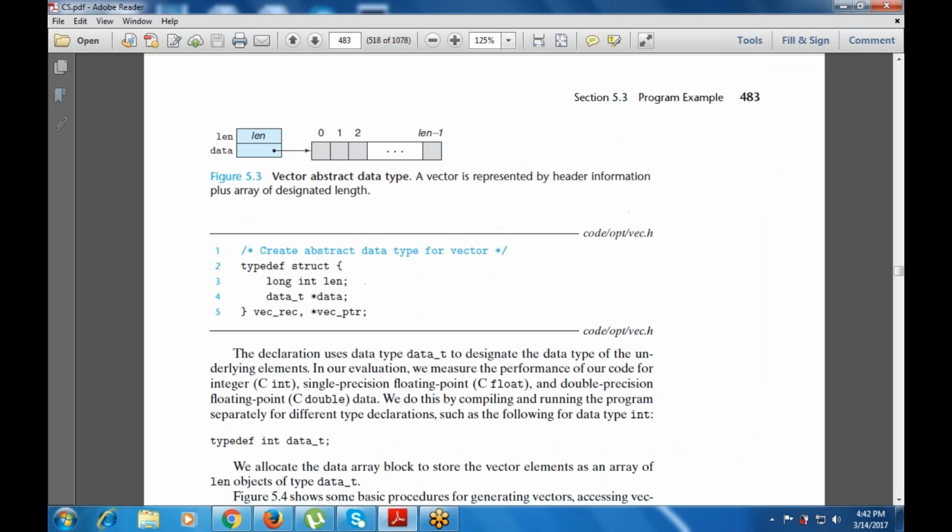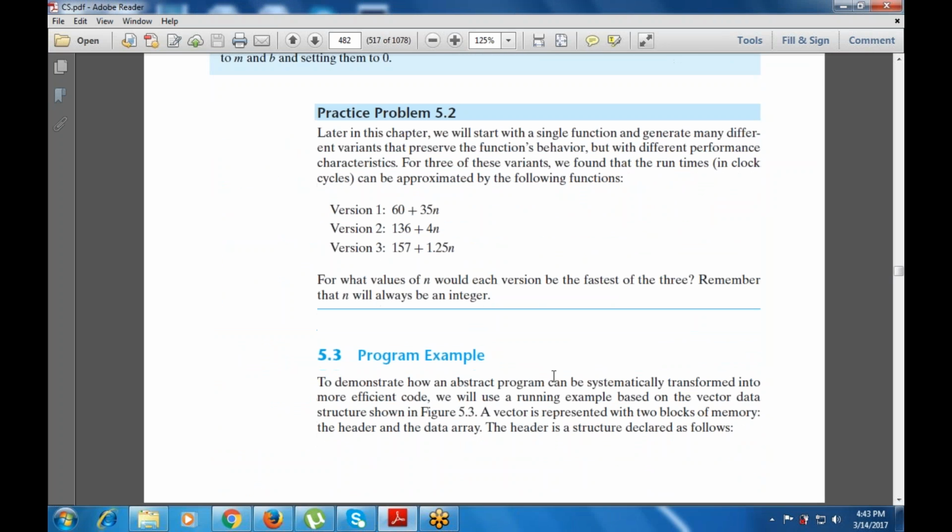Next is a program example. This is one of the examples that is given for program performance. This is creating the abstract class. To demonstrate how an abstract class can be systematically transformed into efficient code, we run the program example that is based on the vector data structure.